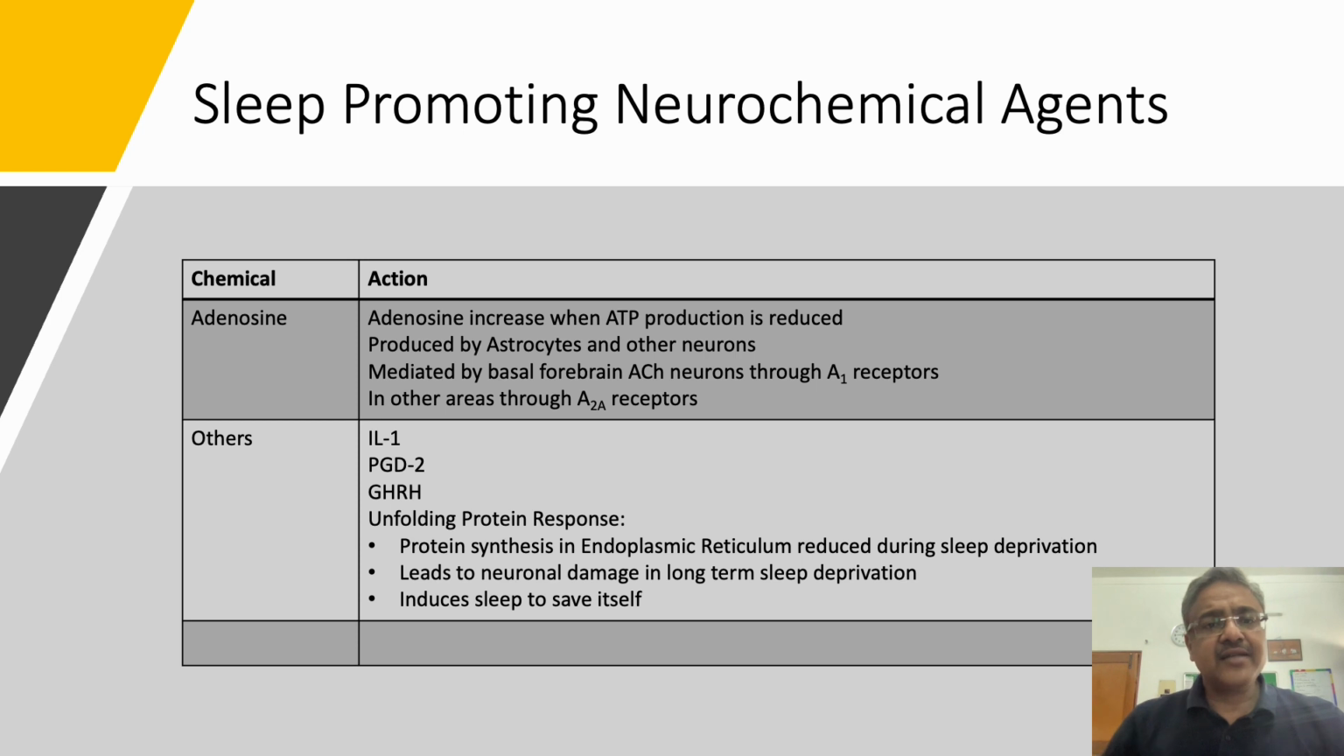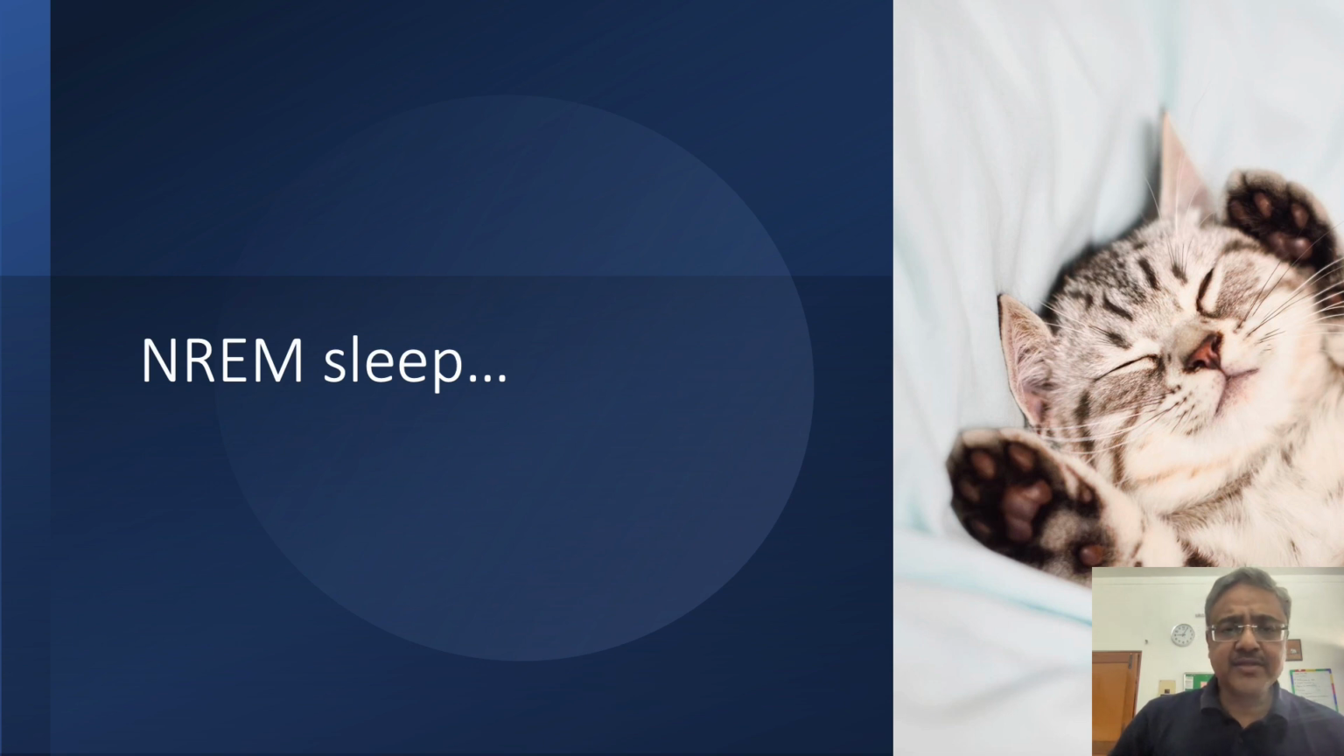If we look at the other agents which can promote sleep, we have already discussed adenosine, and that is one of the reasons that the agents which are antagonists to the activity of adenosine, for example caffeine, actually promote wakefulness. Then there are other chemical agents, for example, interleukin 1, prostaglandin D2, growth hormone releasing hormone, and unfolded proteins, which actually promote sleep.